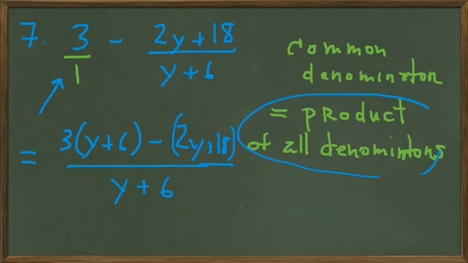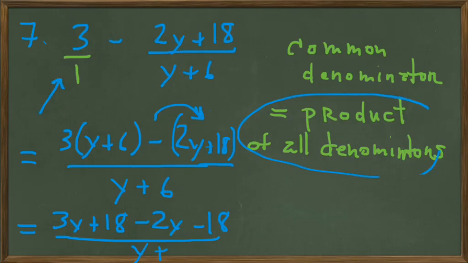So now we're going to distribute in the numerator to get 3y plus 18, and we're going to distribute the minus sign here to get minus 2y minus 18, and that's of course over this denominator of y plus 6. Combining like terms, and noting that the 18 cancels, we just get y over y plus 6.